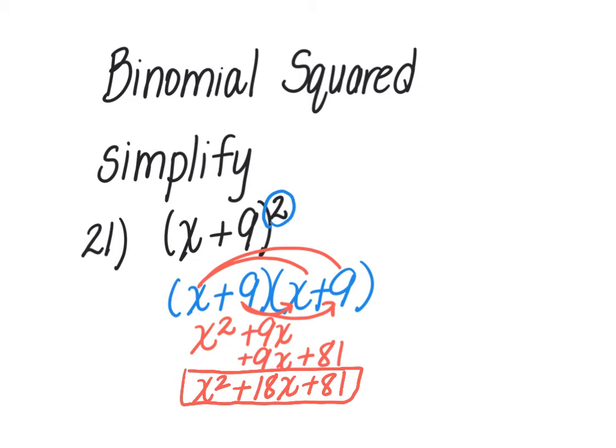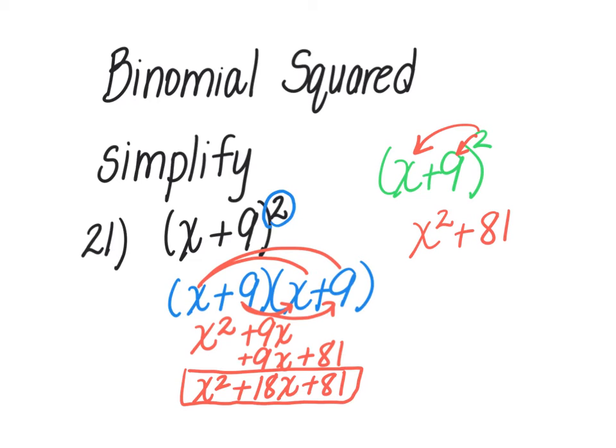Now you have to be very careful because some people think that there's a shortcut. And if you think that's a shortcut, let me show you how it's not possible. If I just take x plus 9 and square it and think, well, this means I'm going to square my x and square my 9, then I end up with x squared plus 81. And we can see that's not correct. There's not a shortcut here.